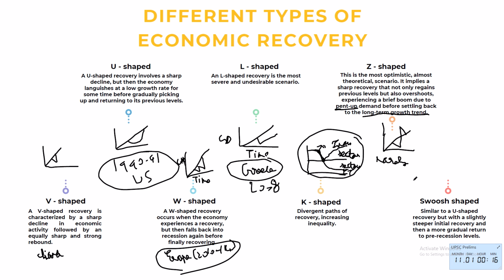Next one is swoosh shaped. What is swoosh shaped, you can ask. Like here, an economy goes in a swish. You can call it like it goes in a sliding way. It slowly climbs up. It slowly climbs up. But it is quite similar to U, but with a slightly steeper initial recovery and a more gradual return to the pre-recession level. Like this is also not seen very regularly in the economy.